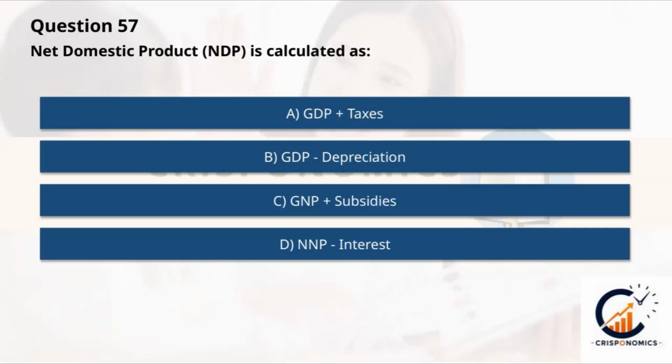Let's break down how net domestic product, or NDP, is calculated. It starts with GDP, or gross domestic product. From there, we subtract depreciation. That's the wear and tear on capital goods over time. So NDP equals GDP minus depreciation. The slide also shows some related terms like GNP plus subsidies, or GDP plus taxes. But for NDP, the key is adjusting GDP by removing depreciation. It's a way to measure the economy's net output after accounting for the cost of keeping things running.